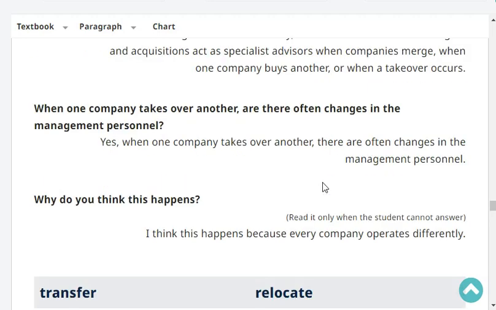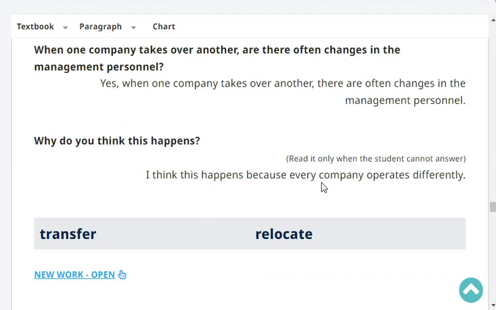Very good. When one company takes over another, are there often changes in the management personnel? Yes. When one company takes over another, there are often changes in the management personnel. Oh, very good. Why do you think this happens? Because they have different types of management systems.